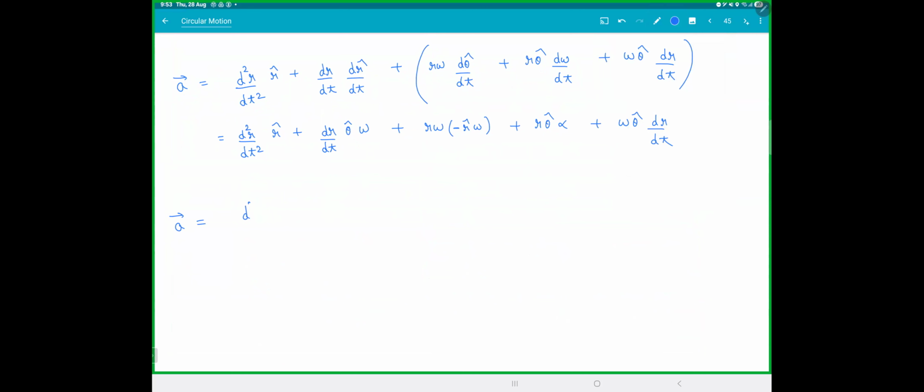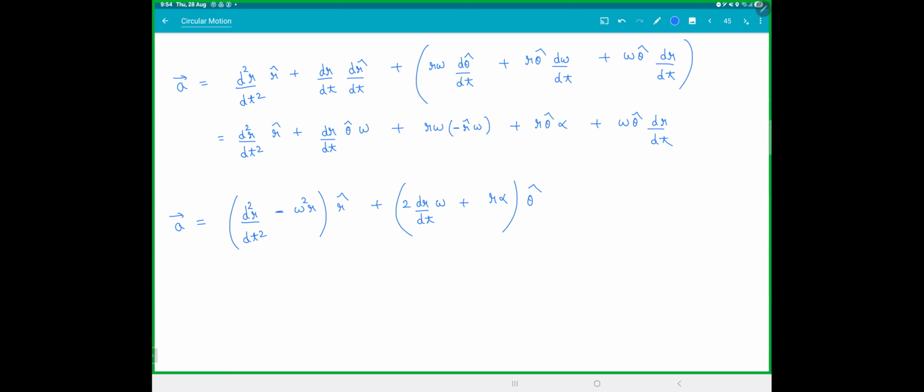So we have d square r by dt square minus, where is one more r cap? One more r cap is here. Minus omega square r cap, plus dr by dt omega, dr by dt omega. That will be 2 times dr by dt omega, plus r alpha theta cap. There, look at this term. Clear with this?